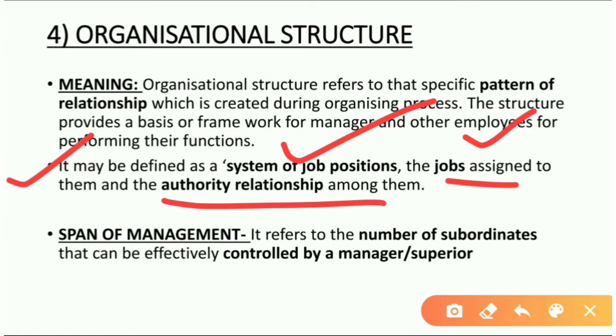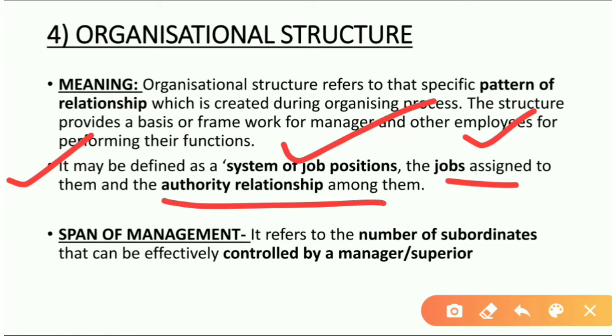Okay, so organizational structure first of all tells us about the job positions, meaning the position of the superiors and the employees in the organization. In which position they belong, in which department they work. Now it also tells about the job assigned, meaning what kind of work has been given to the employees or the superiors, what job they are doing.